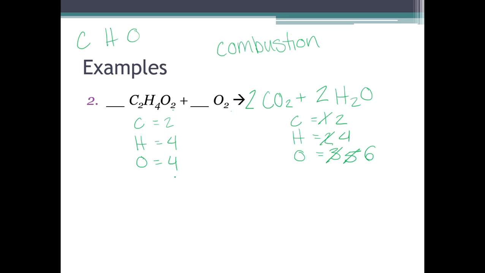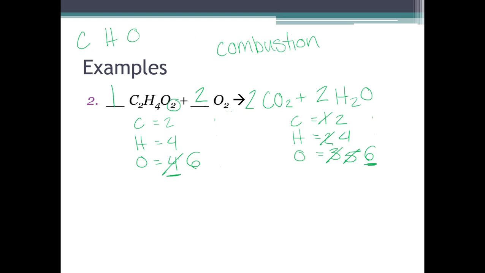On first glance, if you're just looking at these numbers, this looks a little problematic, the 4 and the 6. But our oxygen is split up in the reactants. If we put a 2 right here, that'll give us 2 times 2 is 4 plus these 2, that is 6. So we've got 2, 4, 6, 2, 4, 6. And that's balanced, and this is a 1 here.